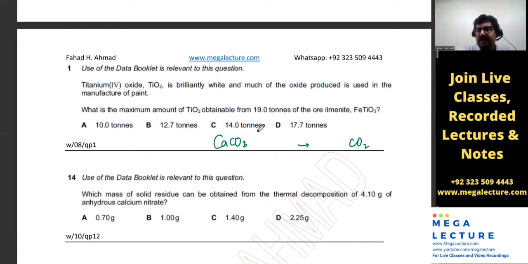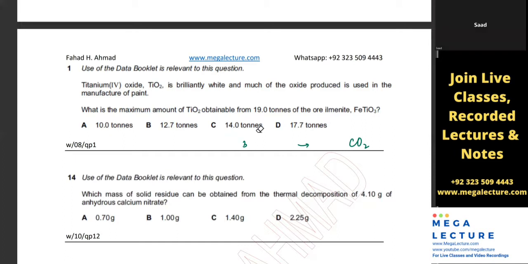Is that idea clear, that to figure out the ratio between two substances, a lot of times you don't need the whole equation? Saad, clear? Rafi, is this clear? Yes. Yes, sir.